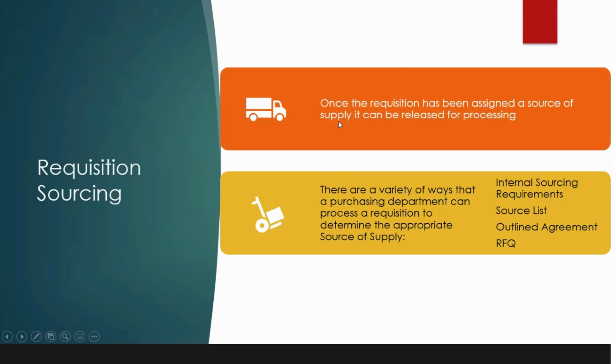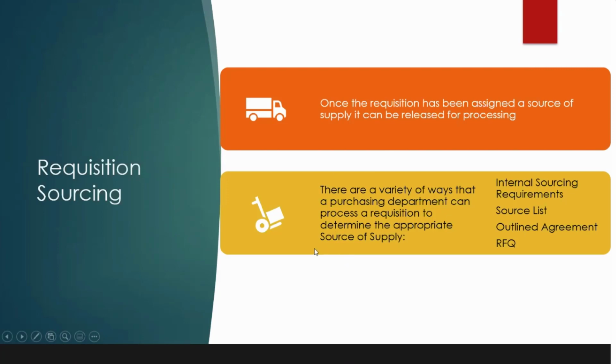Okay. Requisition sourcing. What does it mean? Once the requisition has been assigned a source of supply, it can be released for processing. A source means from where you will get your product. So when, for example, the director of the College of Computer Science creates a purchase requisition and sends it to the purchasing department, the purchasing department should know from where they will get these computers.